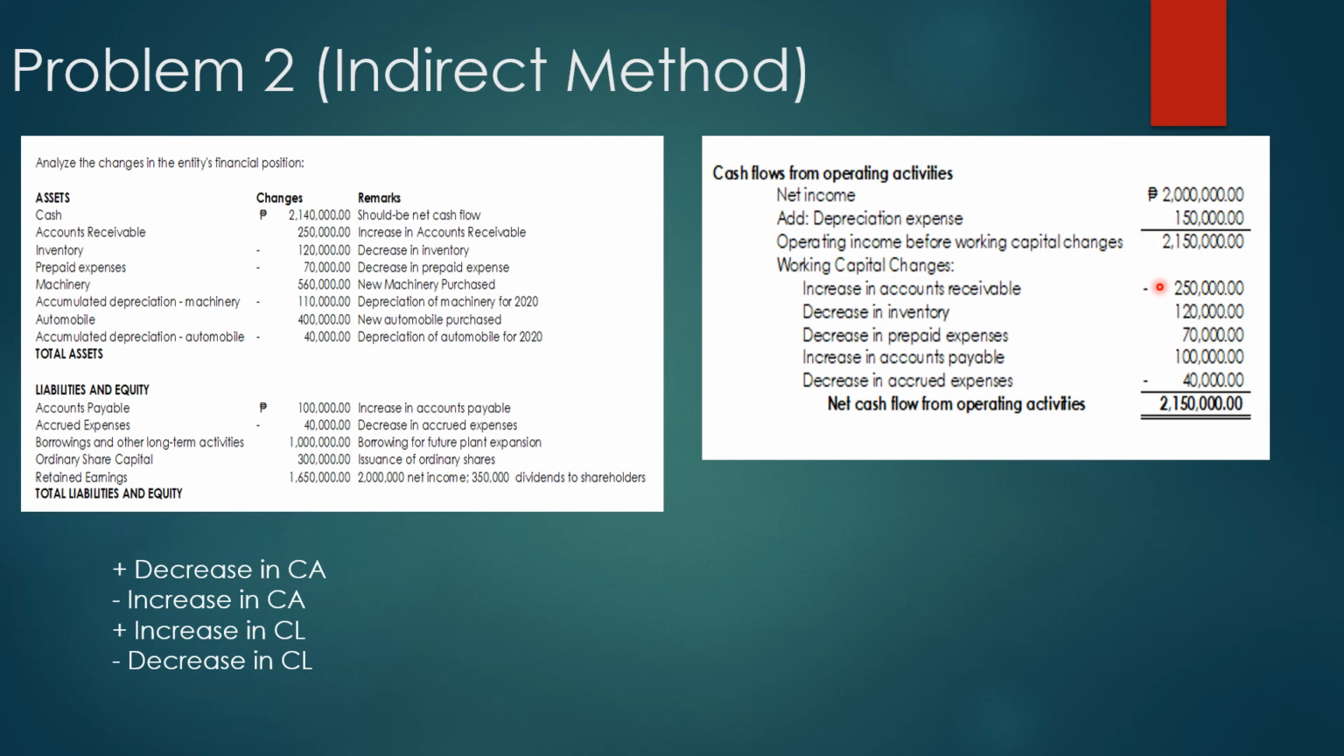So, 250 minus 250 plus 120 plus 70 plus 100 minus 40. Net cash flow from operating activities is 2,150,000. Okay.